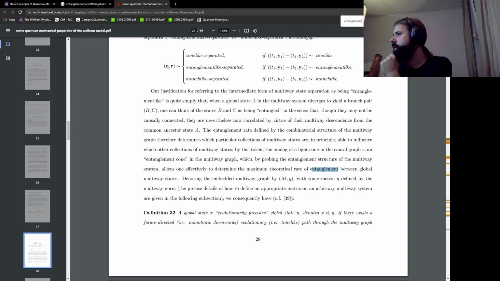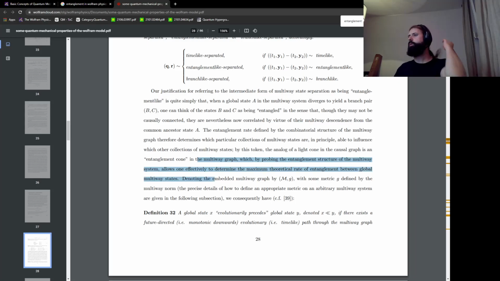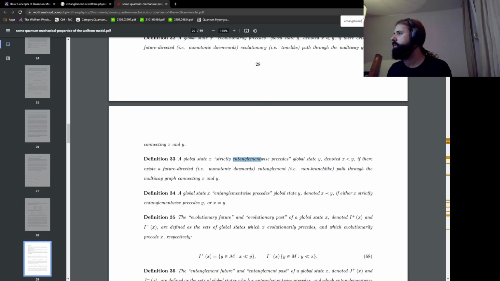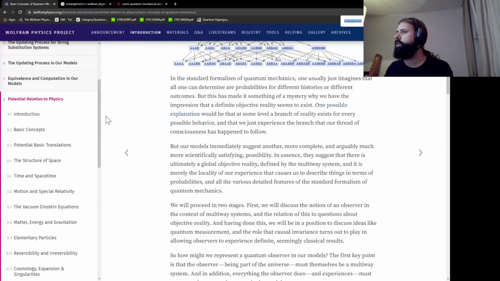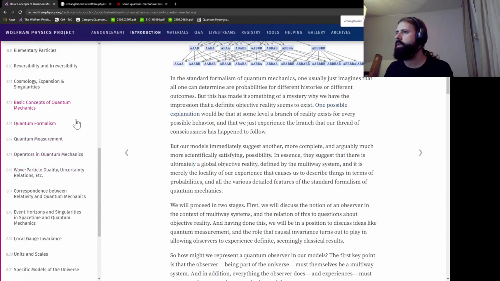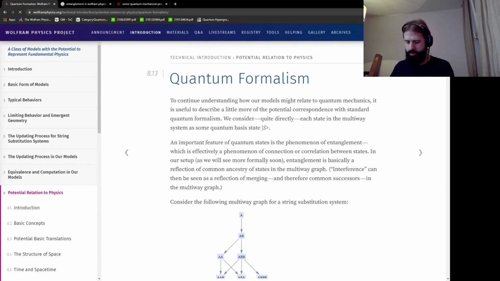Entanglement cone in the multigraph, which by proving the entanglement structure of the multiway system allows one effectively to determine the maximum theoretical rate of entanglement between global multiway states. I'm looking for something a bit more entry point. It's not in here. Maybe it's in the formalism.